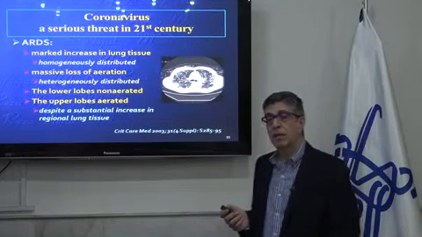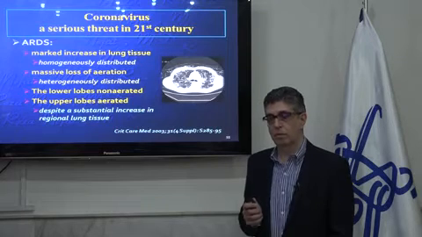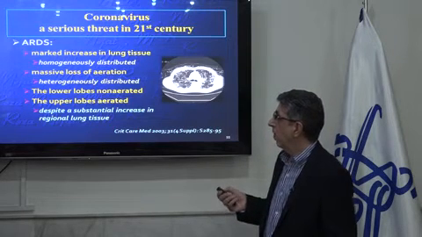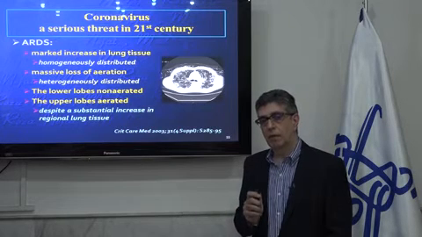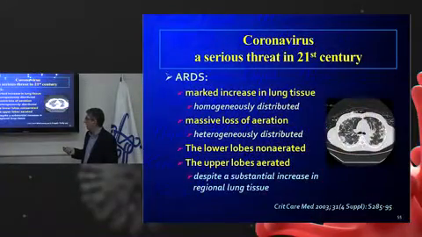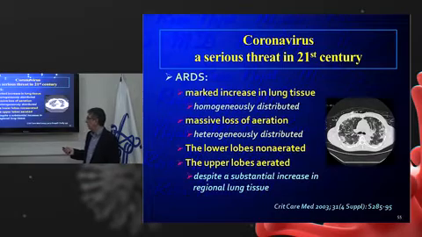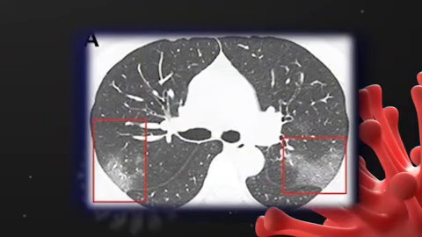Okay, we have ARDS in this disease, which is the cause of death of the patients. In ARDS, we have a marked increase in lung tissue and massive loss of oxygen in our respiratory system. The characteristic feature of ARDS is lower lobes non-aerated and upper lobes aerated, despite a substantial increase in regional lung tissue. Okay, we can go to another slide.